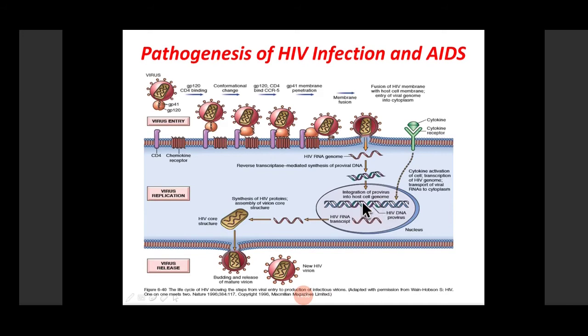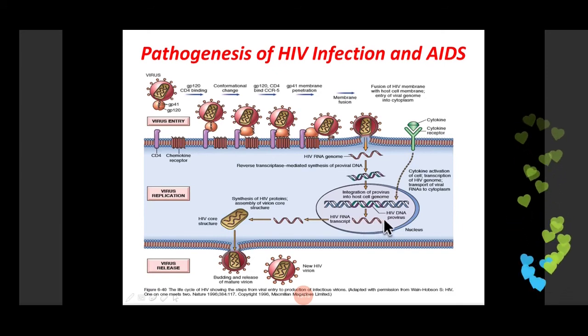So when the host genome multiplies, it leads to proliferation of the viral DNA. Now the host genome is helping the virus to multiply, because the virus has gone inside the host genome. It has become a part of the host genome. So when the host genome multiplies, the virus also multiplies.